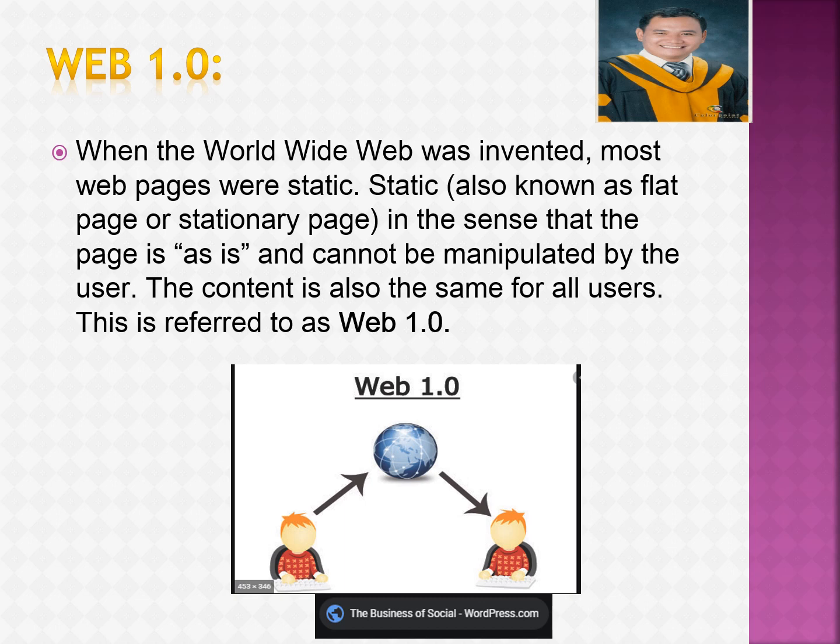Okay, Web 1.0. When the World Wide Web was invented, most web pages were static. Static, also known as flat page or stationary page, in the sense that the page is as is and cannot be manipulated by the user. The content is also the same for all users, and this is referred to as Web 1.0. It means that if you open a website or web page, you simply see and read all the content of the web page, and that is the Web 1.0 version.